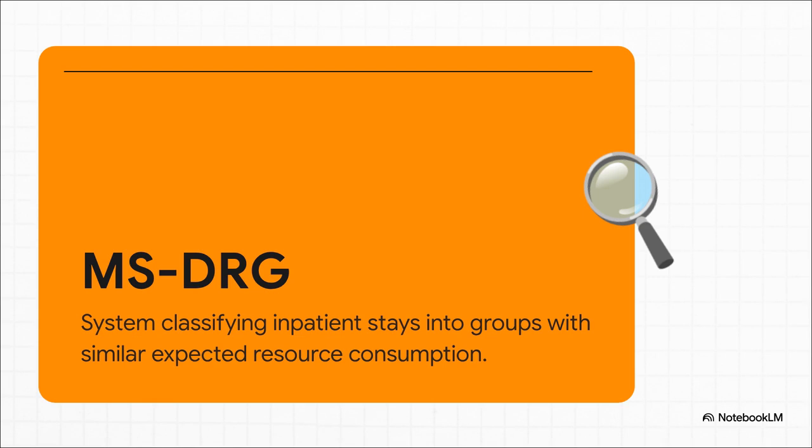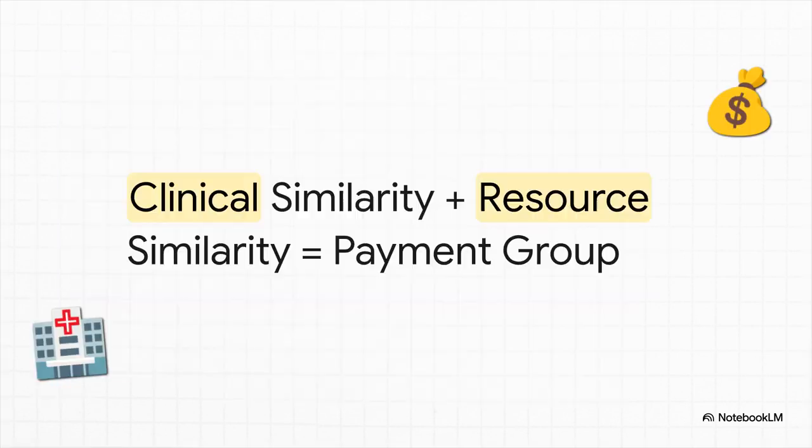I want you to really lock onto the fact that this classification system is literally the bedrock of the inpatient prospective payment system used by Medicare, as well as a ton of commercial payers. It all boils down to this elegantly simple equation. Clinical similarity plus resource similarity equals one payment group. That right there is the golden rule of DRGs. We're talking about a system that takes thousands upon thousands of crazy diagnosis and procedure combinations and funnels them down into roughly 750 distinct, manageable payment tiers.